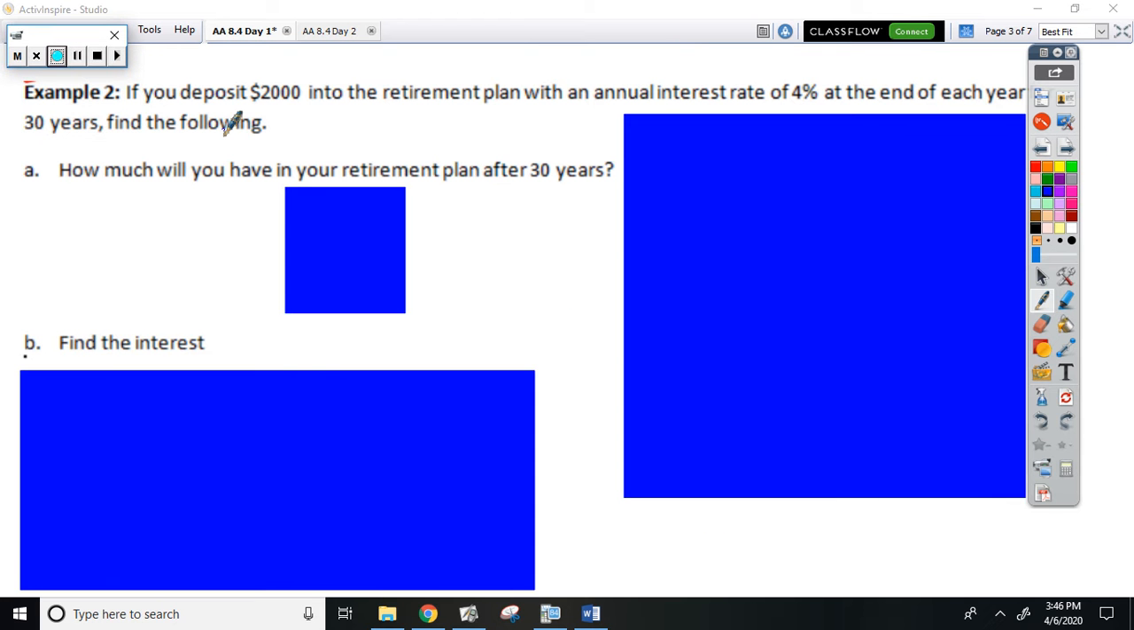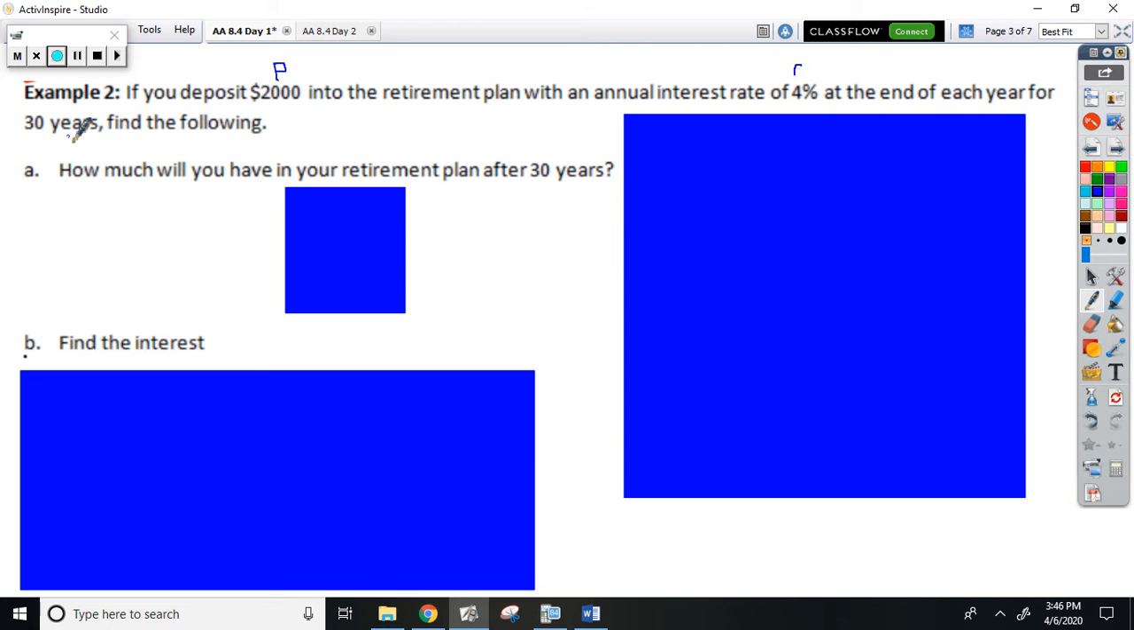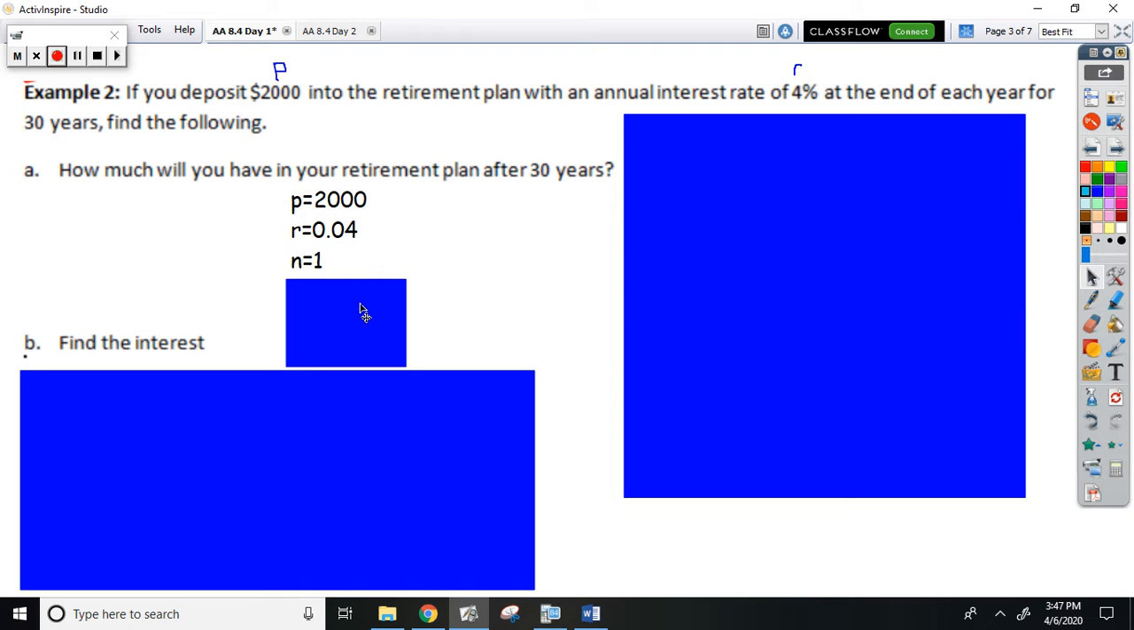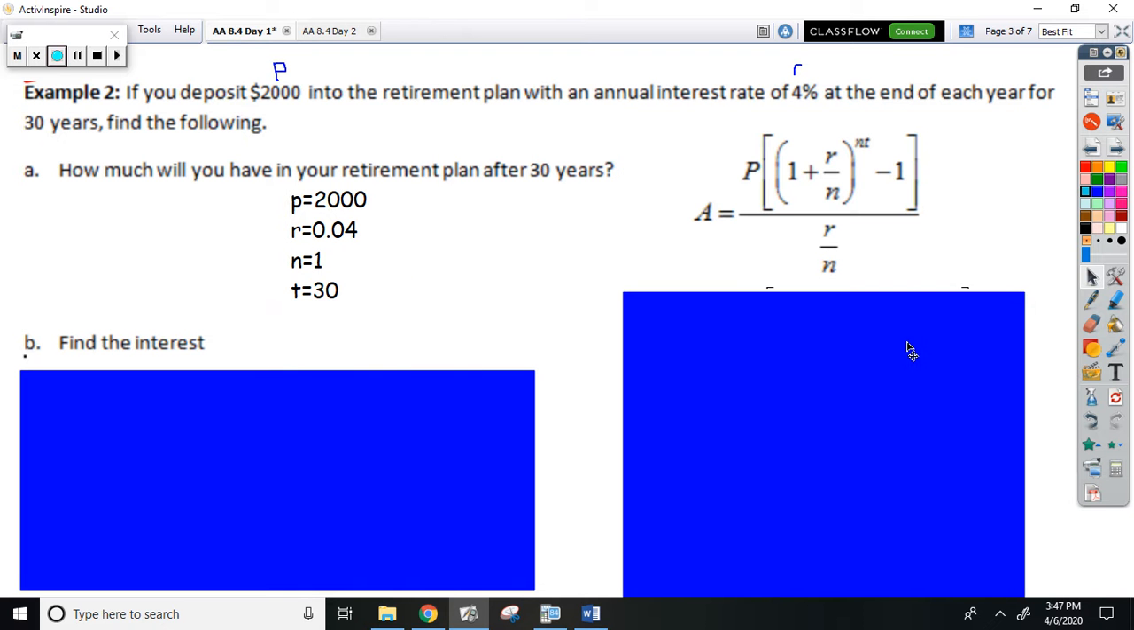So our first example: if you deposit $2,000 into a retirement plan, that would be our P value, with an annual interest rate of 4%, at the end of each year for 30 years, find the following. So that means our P is 2,000, our r is 0.04. Now it says we are putting this in at the end of each year, so we're only putting it in once a year, which means n is 1. Time is 30 years.